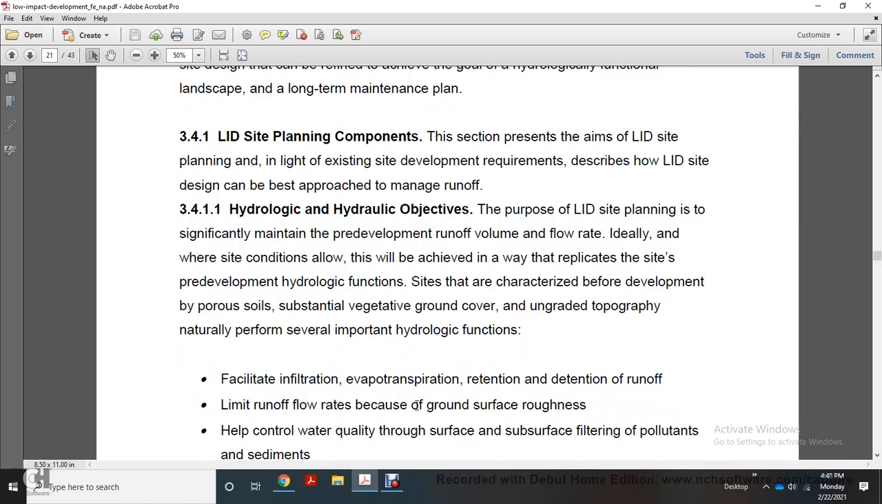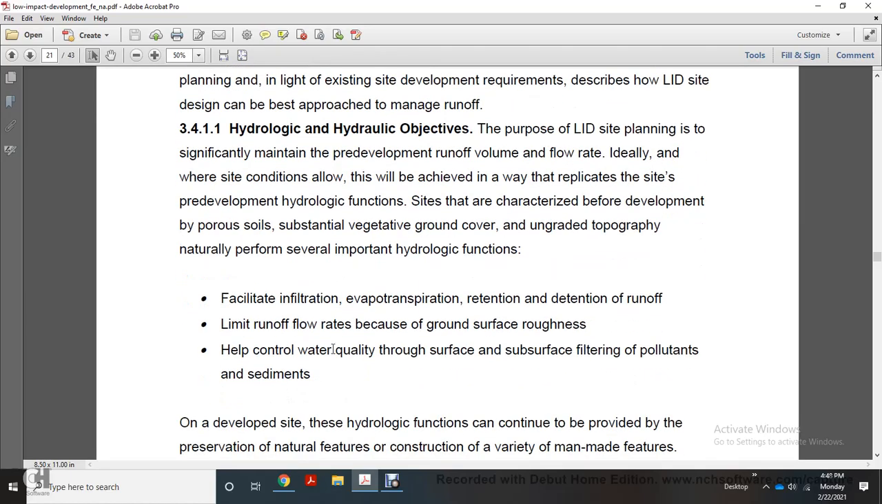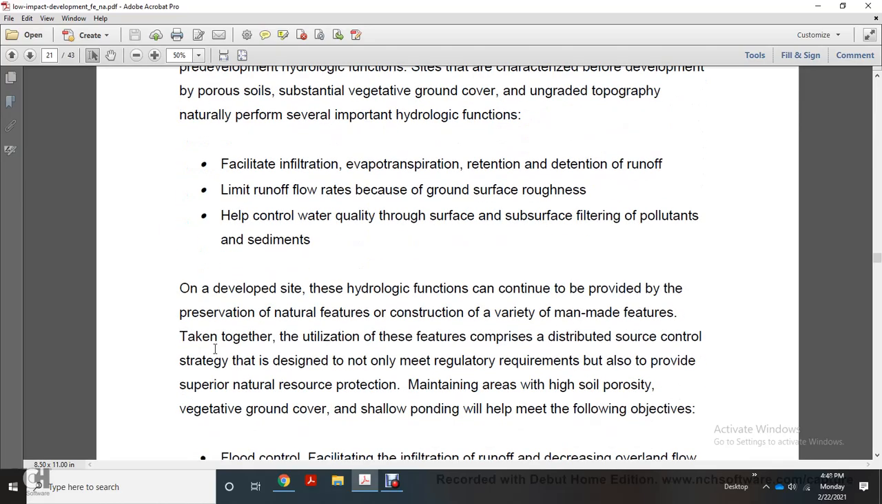This is achieved in a way that replicates the pre-development hydrological function of the site. Sites are characterized before development by pure soil, substantial vegetative ground cover, and topography that perform several important hydraulic functions. They facilitate infiltration, evapotranspiration, retention, and detention of runoff, limit runoff flow rates, increase ground surface roughness, and help control water quality through surface to subsurface filtering of pollutants and sediments. On a developed site, these hydrological functions can continue to be provided through the preservation of natural features and a variety of man-made features, taken together, using distributed source control.